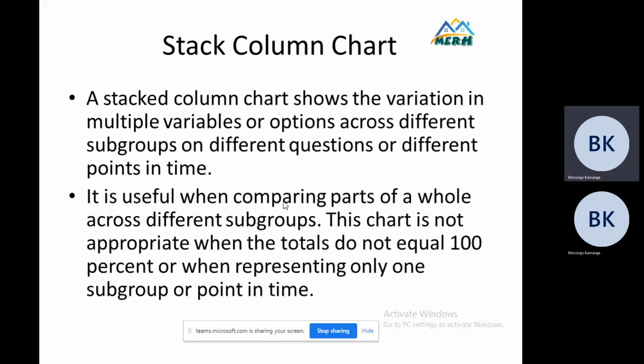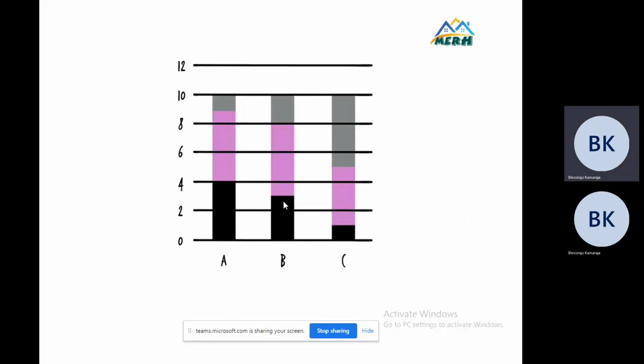Then you have a stack column chart. So a stack column chart shows the variation in multiple variables or options across different subgroups on different questions or different points in time. So it is useful when comparing parts of the whole across different subgroups. This chart is not appropriate when total is not equal to 100% or when only presenting one subgroup or one point in time. This is how it looks like. So it's almost like a bar chart, but instead it's categorizing each bar by percentages, changes, and whatnot. So this is how it looks like.